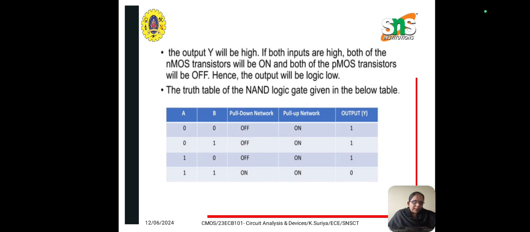So this is shown in the tabular column. A and B are inputs, which are 0, 0, 0, 1, 1, 0 and 1, 1. For a pull down network, when input is 0, 0, the pull down network will be off and the pull up network will be on, and so the output will be 1. So when the input is 0, 1, the pull down network will be off, pull up network will be on, and the output will be 1. When the input is 1, 0, again the output will be 1, and when the input is 1, 1, the pull down network will be on and the pull up network will be off, and therefore the output will be 0.